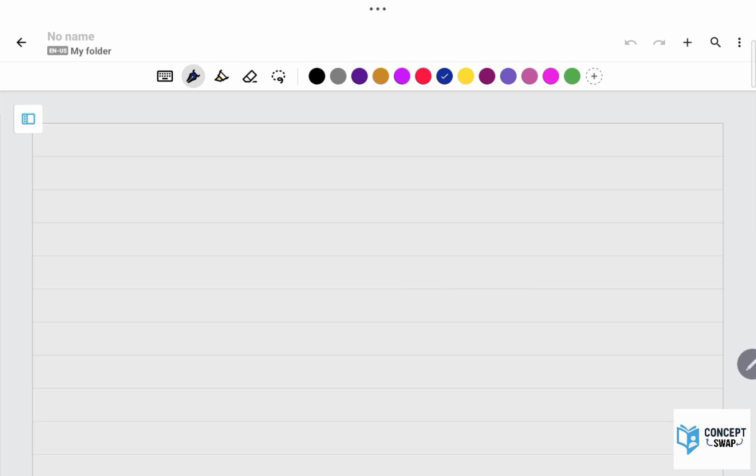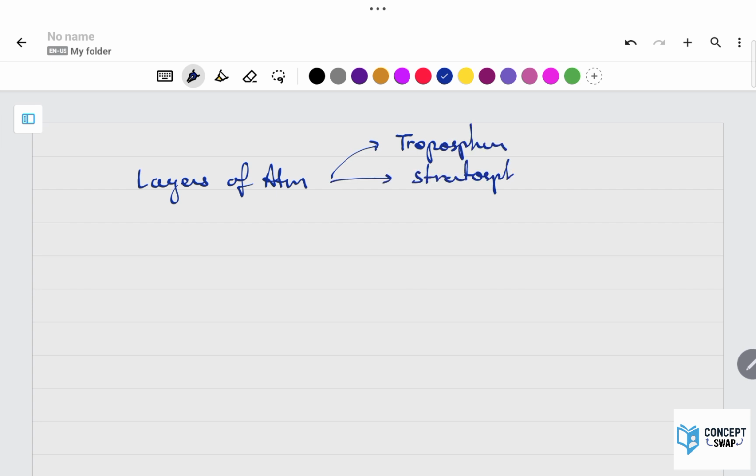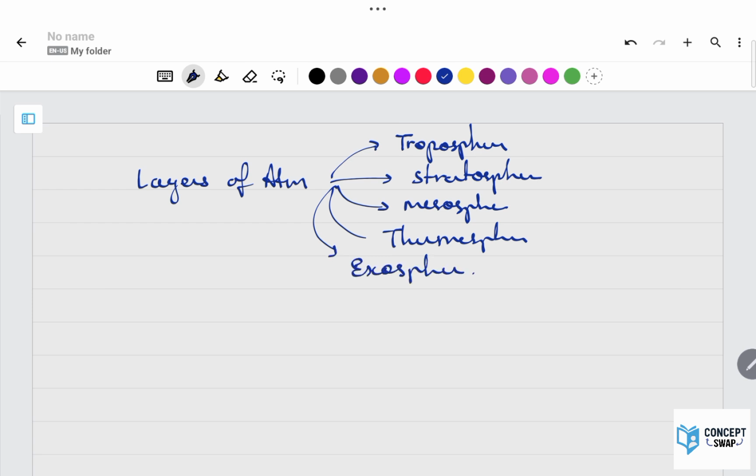Next, layers of the atmosphere. The layers are troposphere, stratosphere, mesosphere, thermosphere and exosphere. These are all the layers of the atmosphere. Firstly, the troposphere.